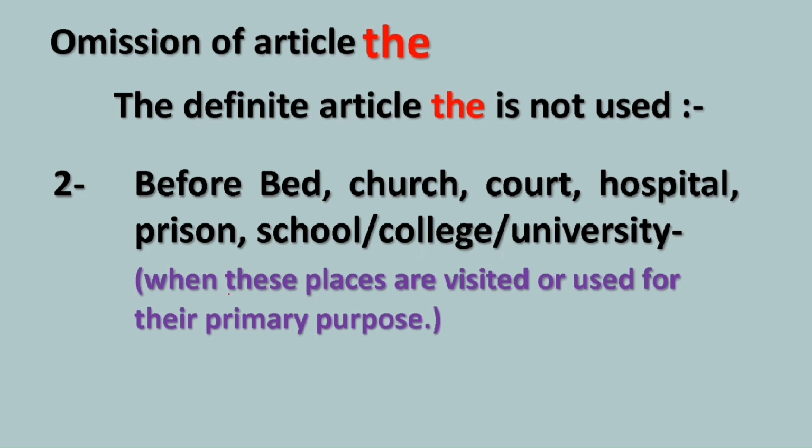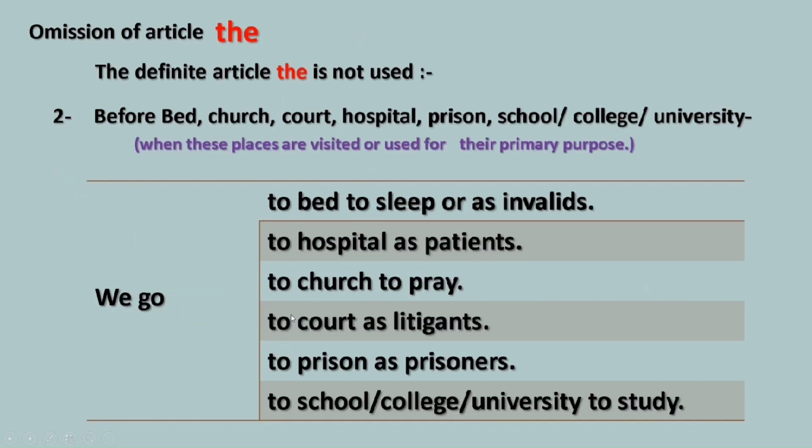But the condition is that when these places are visited or used for their primary purpose. Means when you visit these places as a routine work, then they should not be used. See the example, we go to bed to sleep or as an invalid. We go to hospital as patients. We go to church to pray. We go to court as litigants. We go to prison as prisoners. We go to school to study, or we go to college to study, or we go to university to study.